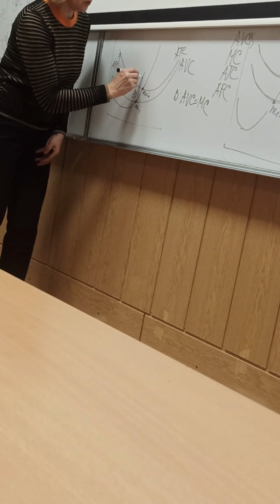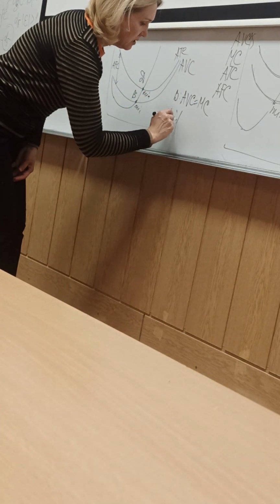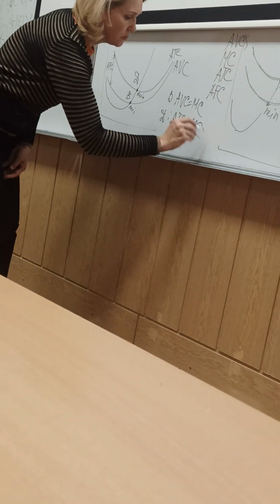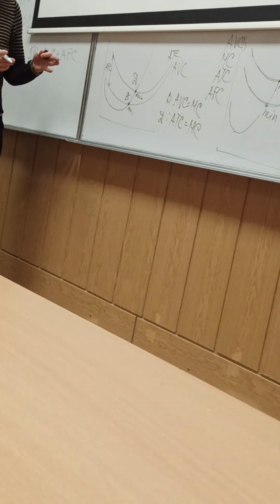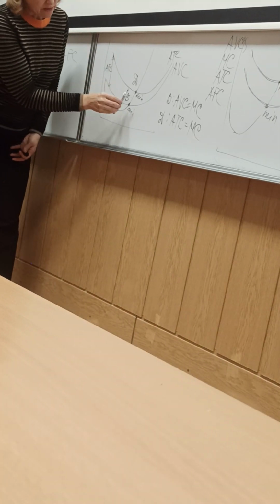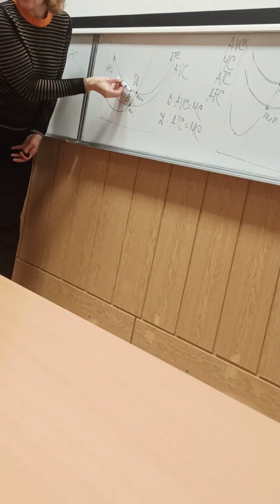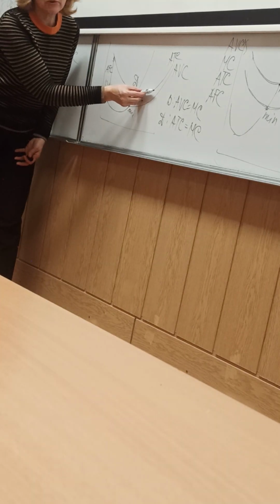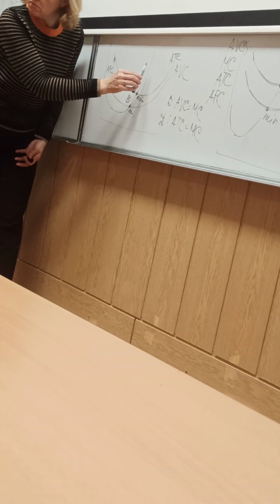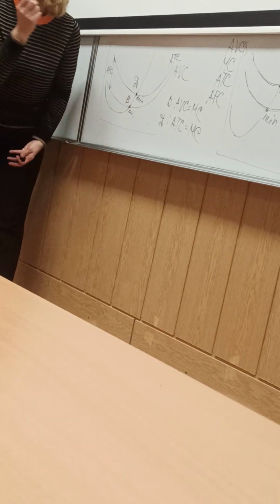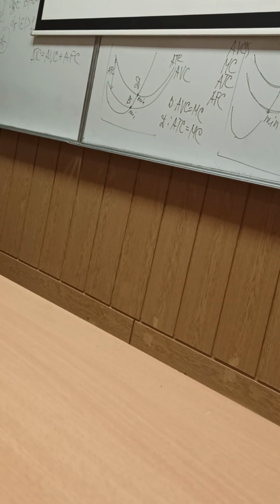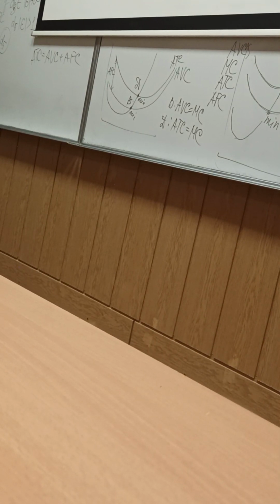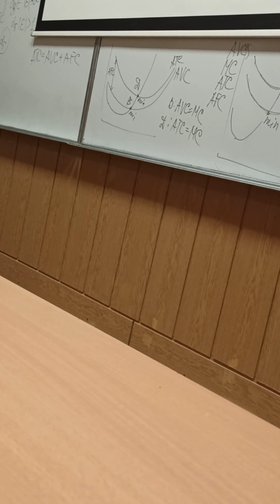Here, for example, D, average total cost equals MC. They cross again. What does it mean? Before, marginal is less than the average. After, average is less than the marginal. What does it mean? Marginal means cost for an additional unit of good. Marginal means additional cost for an additional unit.